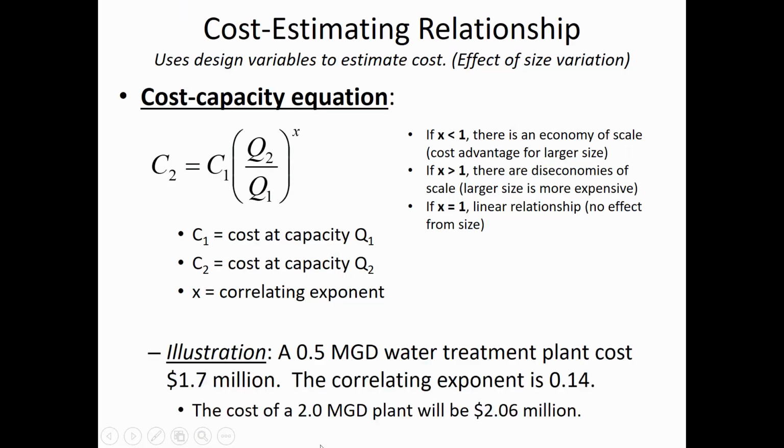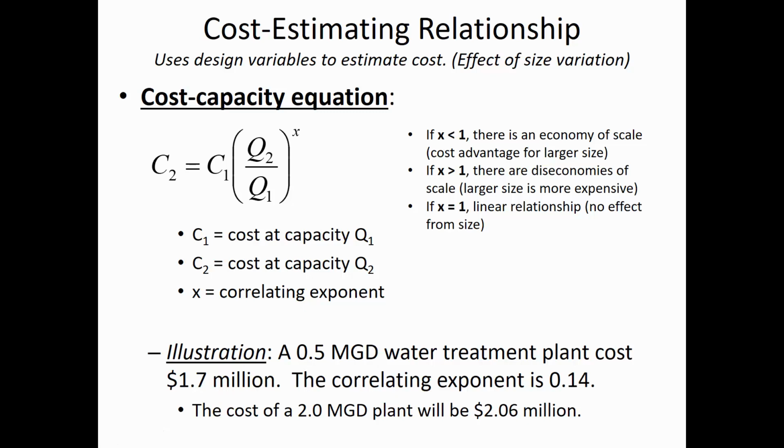So let's try it out with this illustration where we're going to get a taste of using these correlating exponents. We have a 0.5 MGD wastewater treatment plant. That's the indication of the capacity, and we know the cost for that capacity. So that means C1 is 1.9 million, and Q1 is 0.5 MGD.